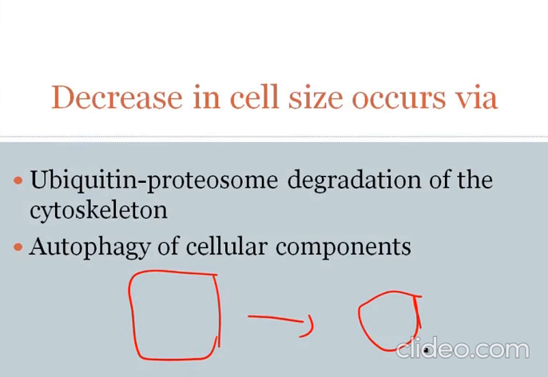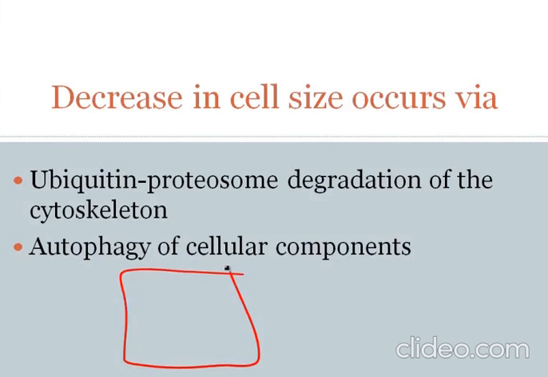And so some of the cellular components are going to have to be consumed, and the mechanism by which cellular components are consumed is called autophagy. And basically what happens here is that the cell consumes its own components in vacuoles.